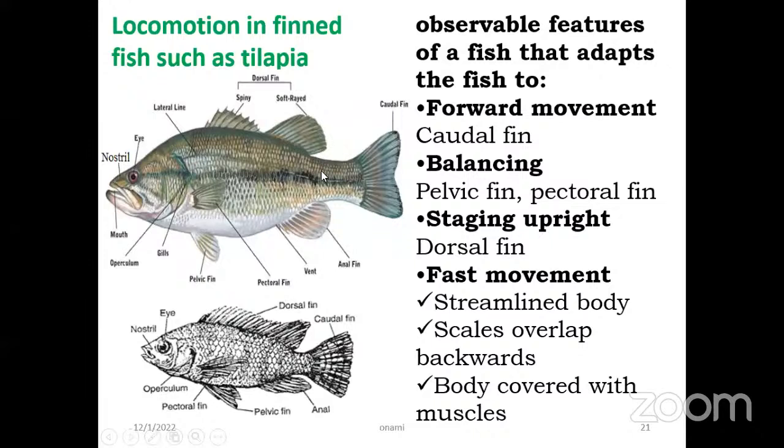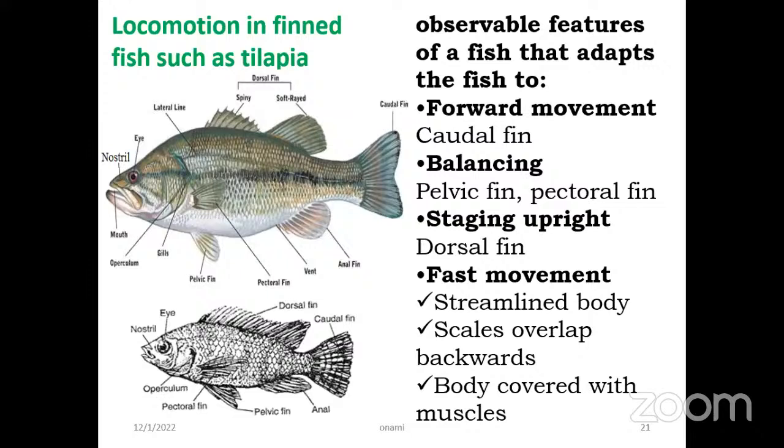So what are some of the observable features in fish that adapt to forward movement? For forward movement, talk about the caudal fin. It's the one that lashes sideways, and the power it produces is what pushes the fish forward.